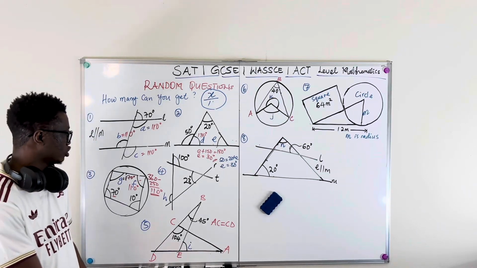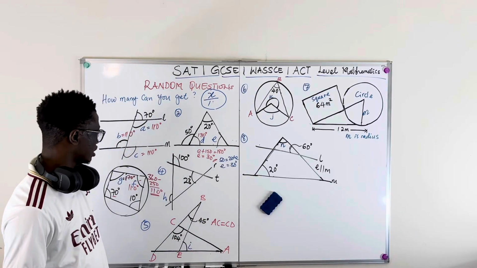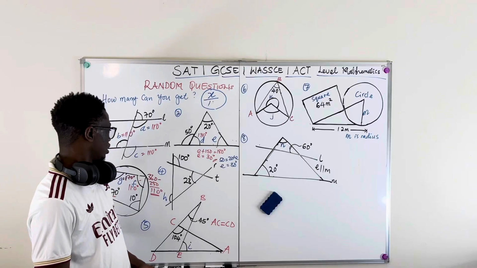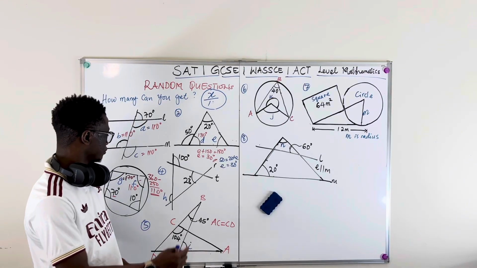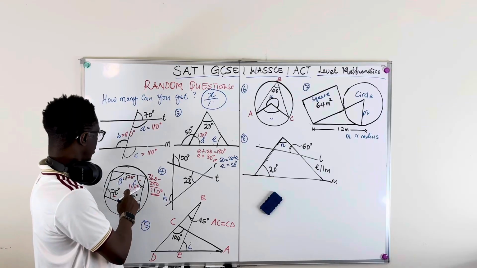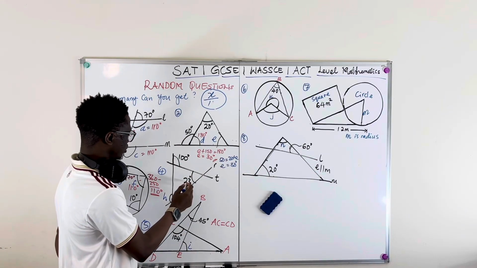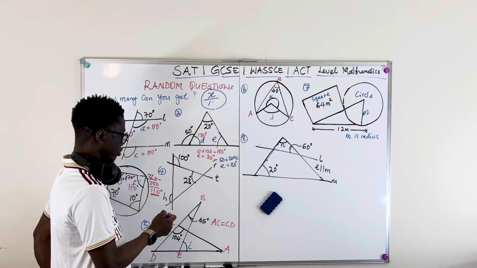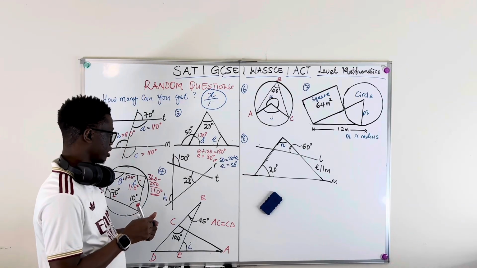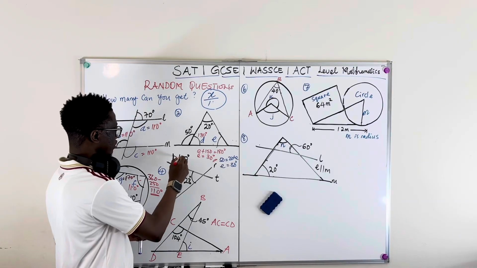Now let's look at question 4. This is a question I've already solved, but let's look at it again. Here we are going to apply another rule, almost similar to this one. We have 23 here, H is what we are looking for, and we have 100 here. Now we know this is a straight line, so this is 100.